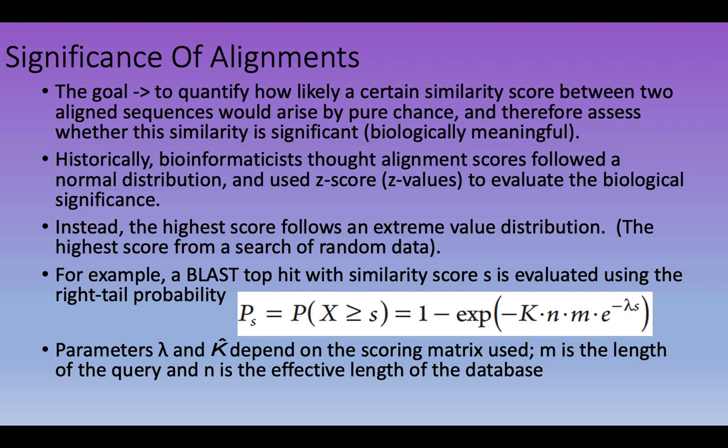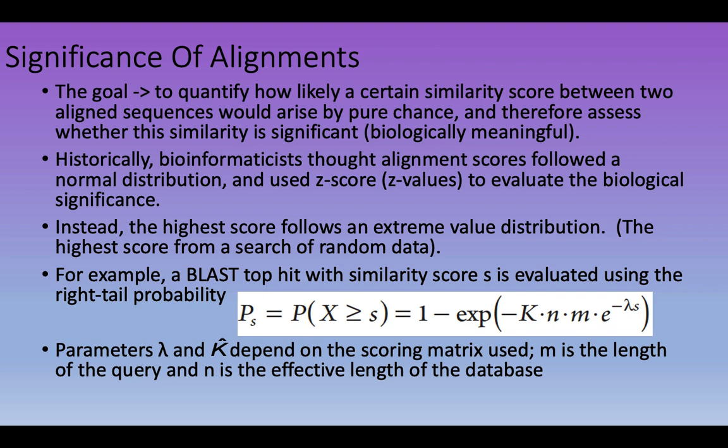So when we think about sequence alignments, the goal is to quantify how likely a specific similarity score between two sequences would arise by chance. Is this just random? If I just pulled out a random value from this example, would I get a better score? What's the probability? If that probability is really low, then I might start to make the connection that this similarity is significant in some way, and biologically meaningful.